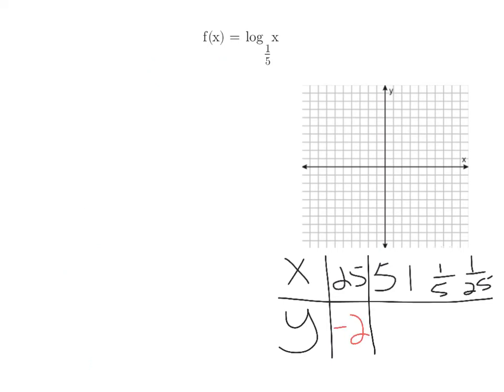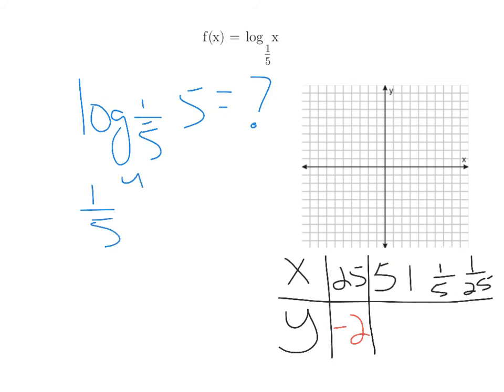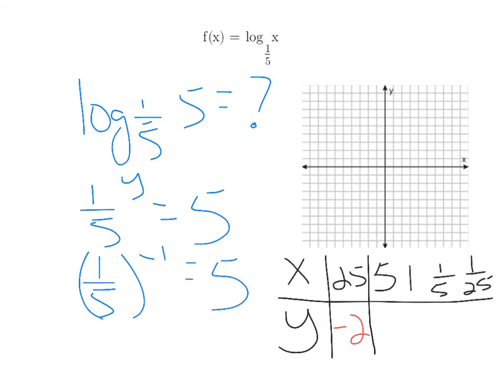Now let's plug in an input of 5. So I'd have f of 5 equals log base 1/5 of 5 equal to an unknown number. Well, that would mean that I would take 1/5 to an unknown exponent equals 5. We already know that 1/5 to the negative first equals 5. Therefore, our output value when I input 5 is -1.